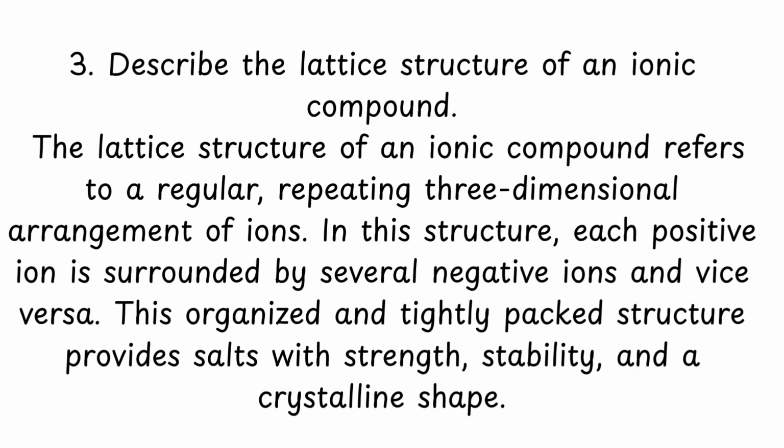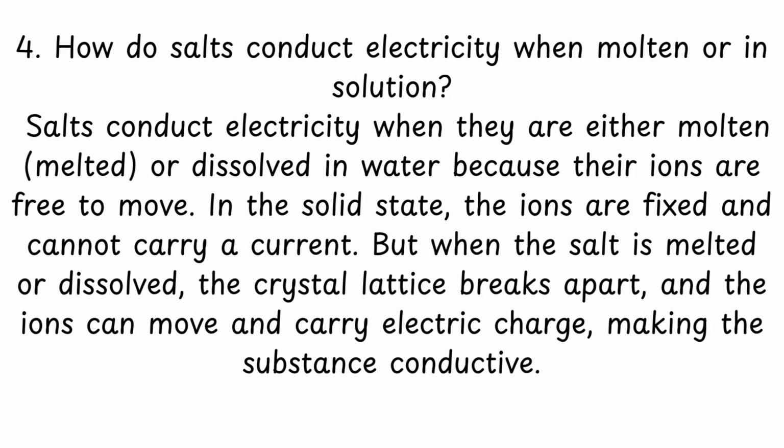3. Describe the lattice structure of an ionic compound. The lattice structure of an ionic compound refers to a regular, repeating three-dimensional arrangement of ions. In this structure, each positive ion is surrounded by several negative ions and vice versa. This organized and tightly packed structure provides salts with strength and stability.